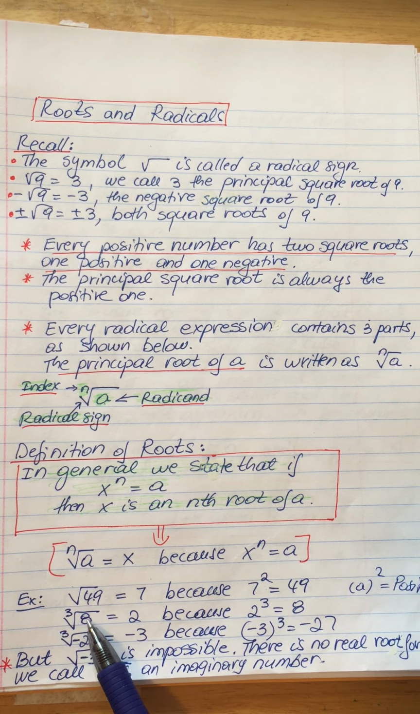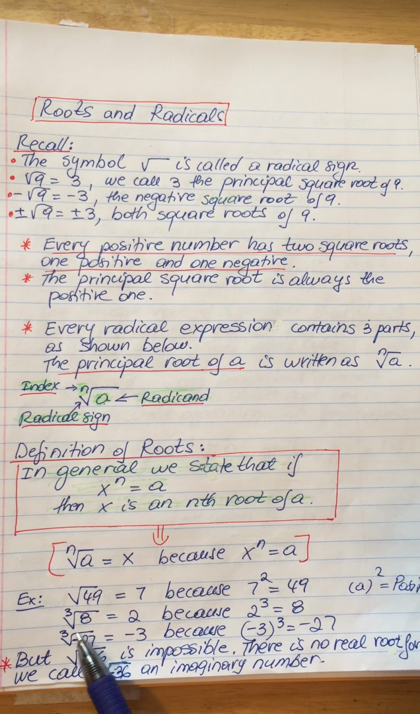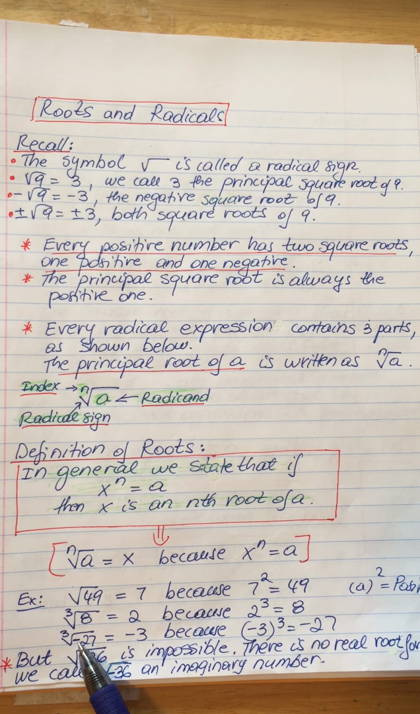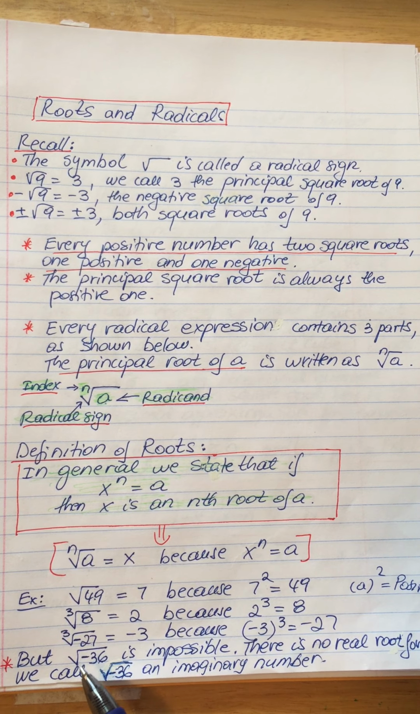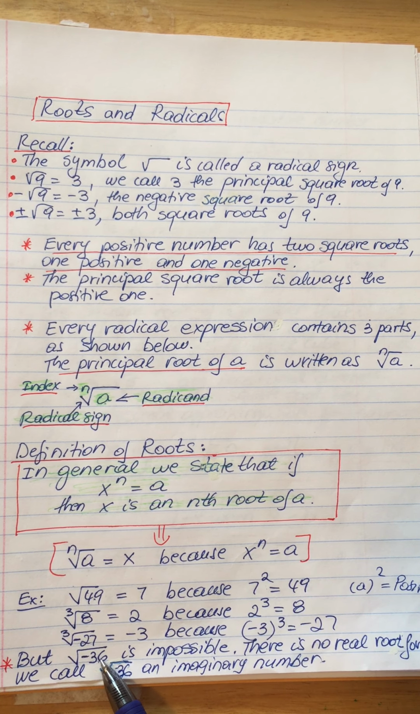And as we see here, a positive number has only one cube root, which is positive. So the cube root of negative 27 is negative 3, because negative 3 raised to the third power gives us back negative 27. And a negative number has only one negative cube root. But the square root of negative 36 is impossible. There is no real root for negative 36.